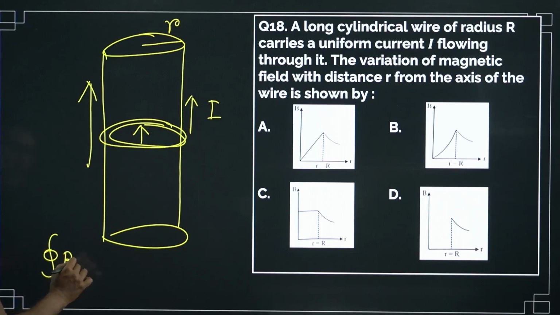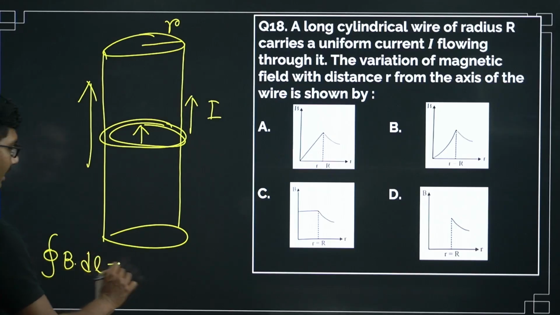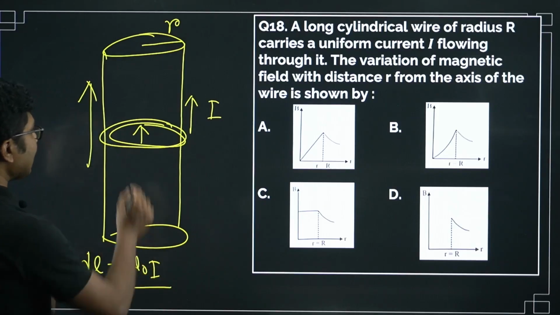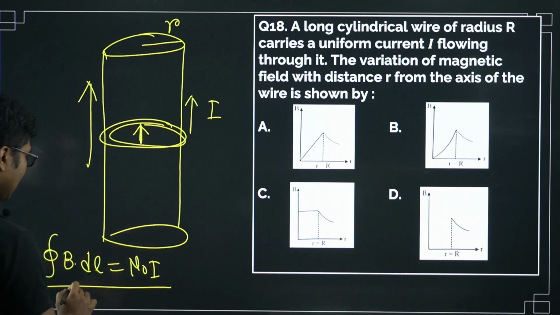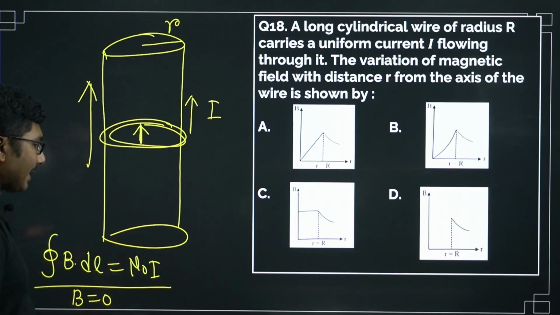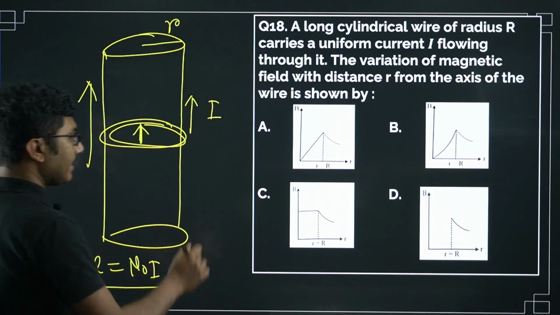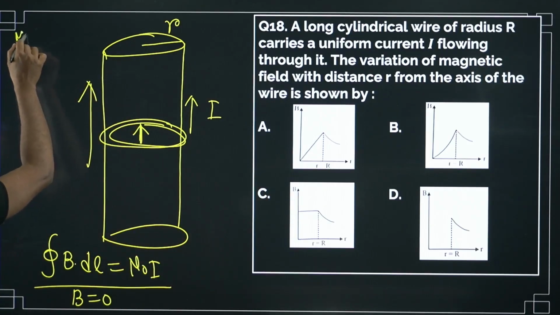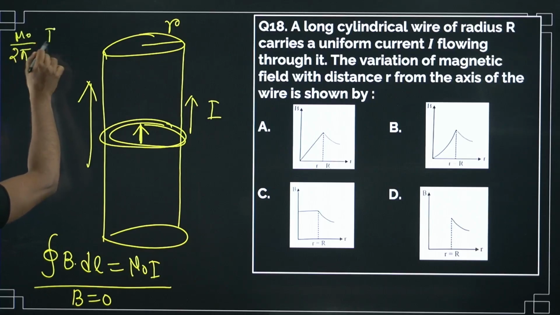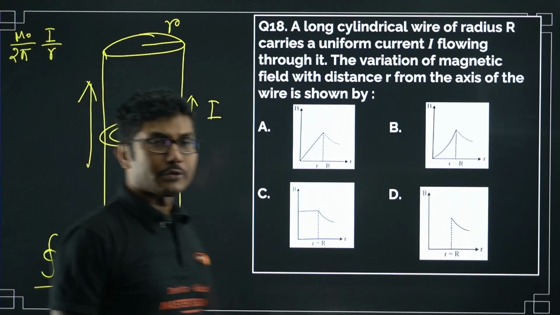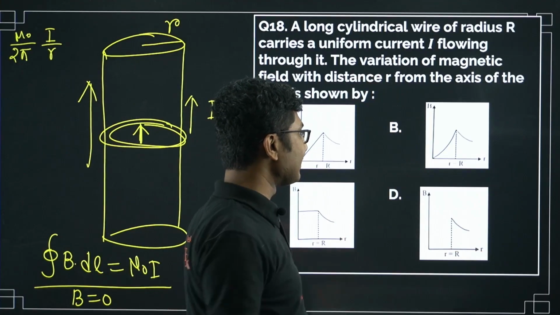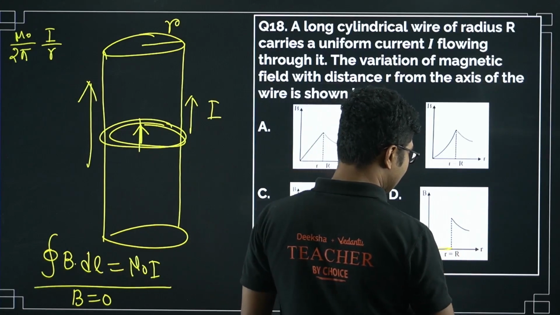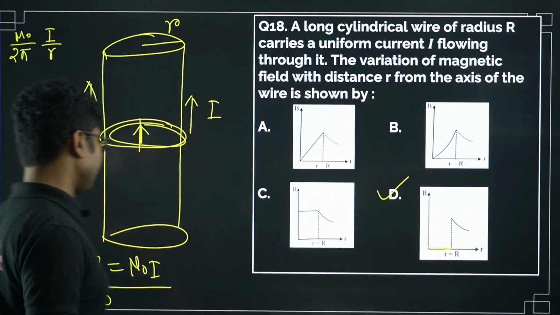Ampere circuital law, B dot dl equals mu naught I. Basically you see that inside the wire the magnetic field will be 0. Inside the wire the magnetic field is 0, and outside the wire it varies. The same formula we have done in the last problem, mu naught by 2 pi I by r. So it is inversely proportional to distance, so it decreases like this, and inside it is basically 0. So this is the correct answer. Option D is the correct answer.